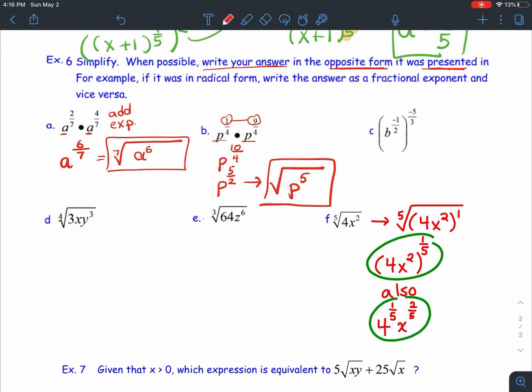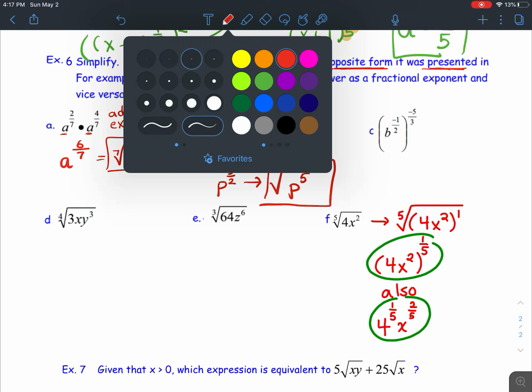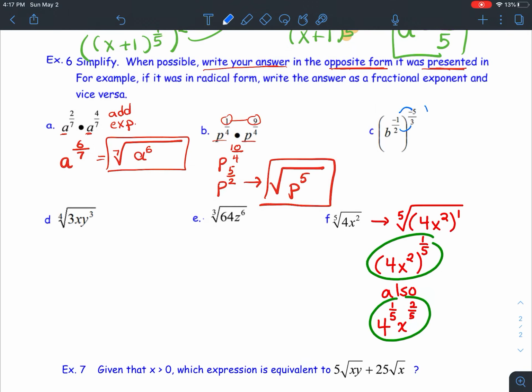Example 3, we have a base number raised to a fractional exponent, and then that is enclosed in parentheses with another fractional exponent on the outside. This is the scenario where you are going to multiply the exponents together. Okay, now when you're multiplying exponents, the fractions don't have to have a common denominator at all. So we're going to multiply the two numerators together, get 5, the two denominators together, we get 6, and then we're going to write this as a radical. This would be the 6th root of b to the 5th power.